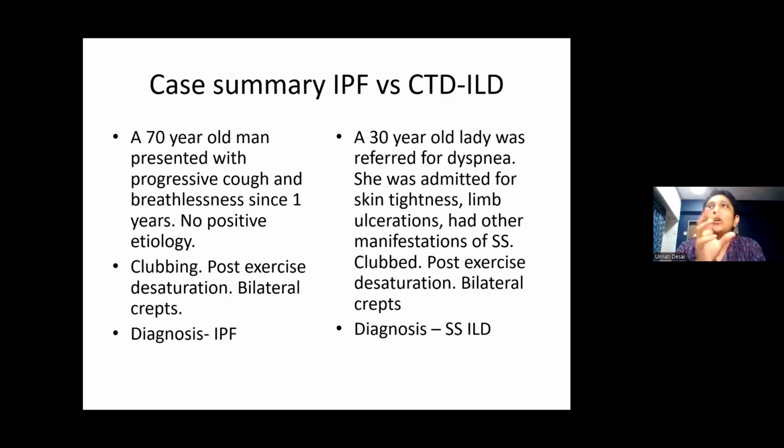These patients may or may not be clubbed, but our patient was clubbed. When we checked her, she had post-exercise desaturation. When we examined her, she had bilateral crepitations. Given the clinical picture, she was a case of systemic sclerosis or scleroderma. And given the findings of exercise desaturation, crepitations, and dyspnea, she did not complain much of cough, but the dyspnea in the background, and the X-ray was available, which showed bilateral reticulonodular opacity. We made a diagnosis of systemic sclerosis associated ILD, or an ILD due to a known cause.